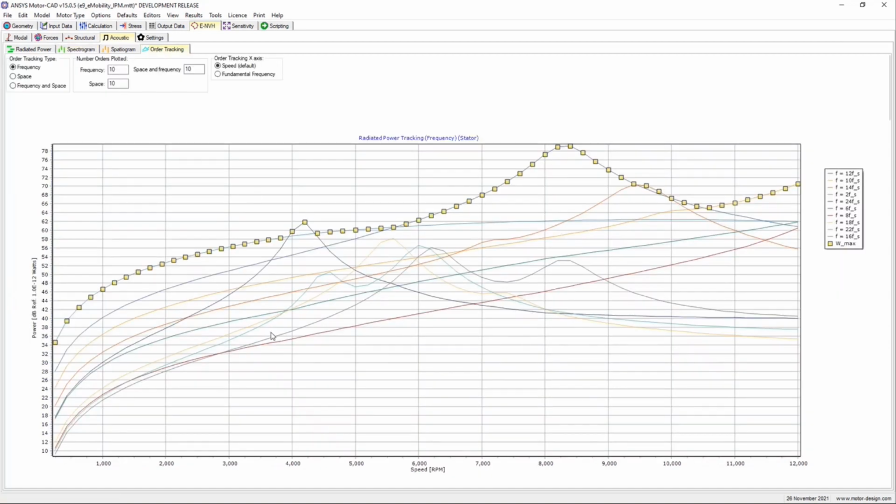The order tracking shows the radiated power against the operating speed for each harmonic order. We can cut diagonally along the harmonic orders in the spectrogram to generate this plot. We can clearly see the main peaks due to the 12th harmonic at 8400 RPM and the 14th harmonic at 9600 RPM.